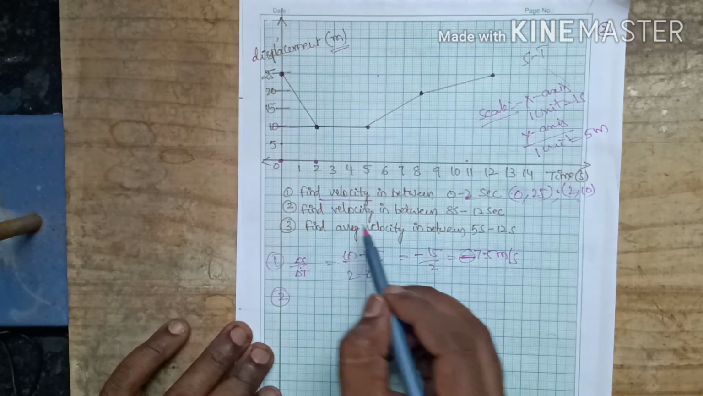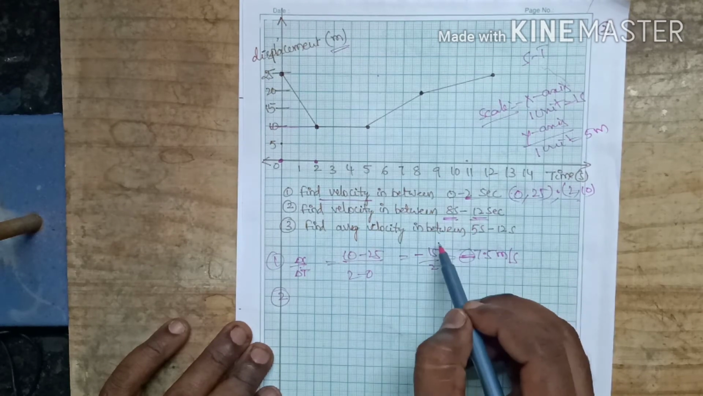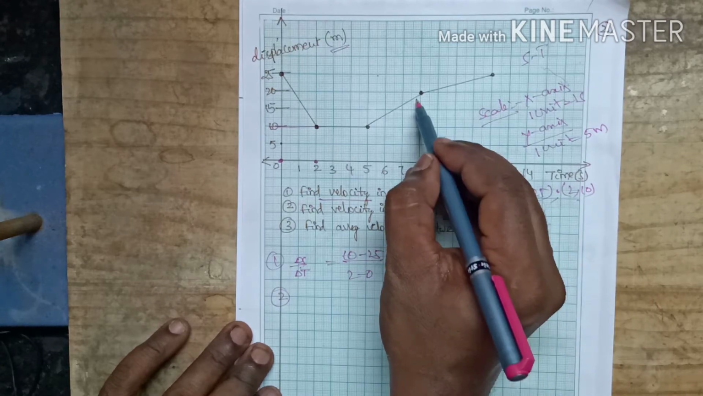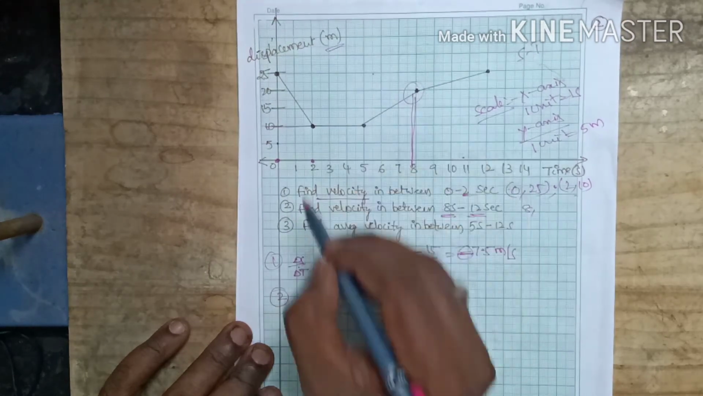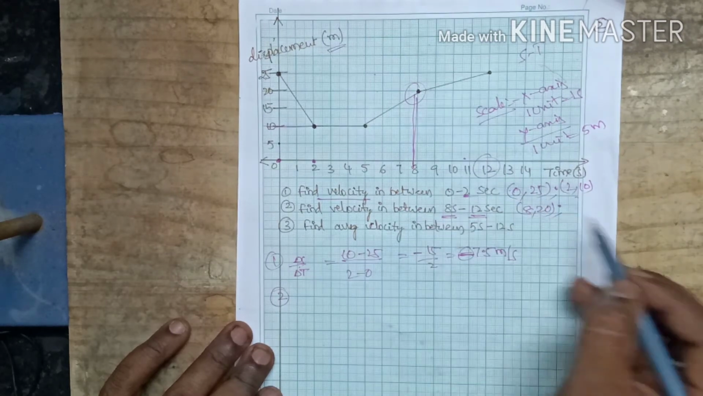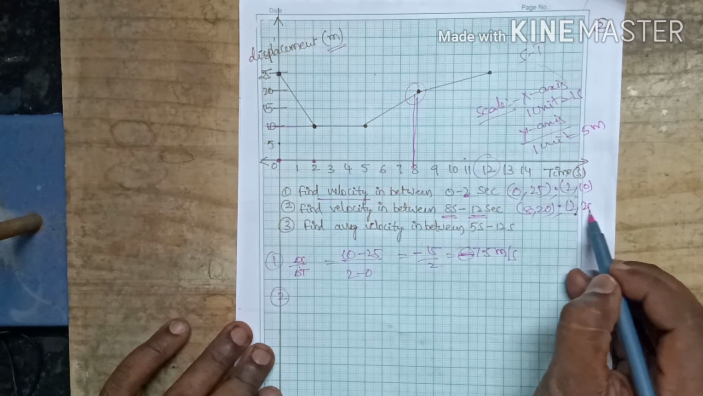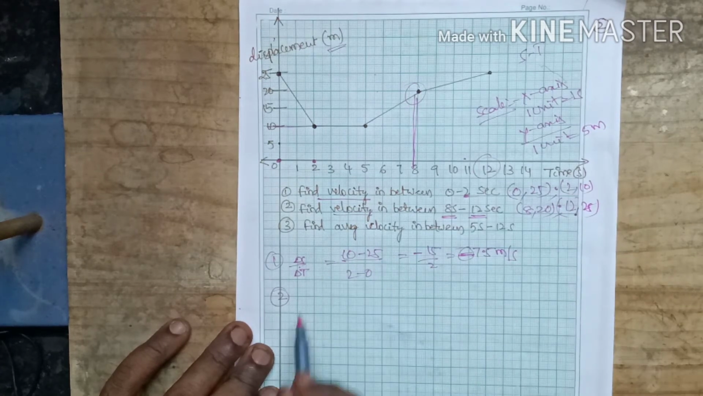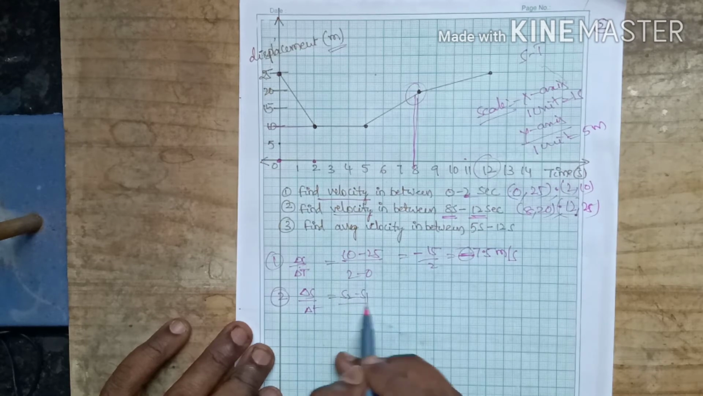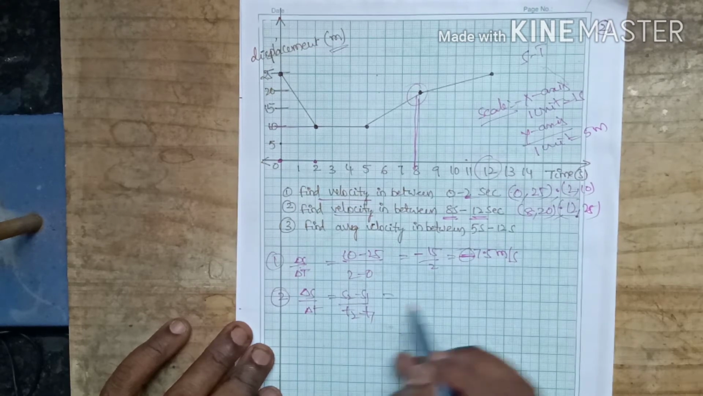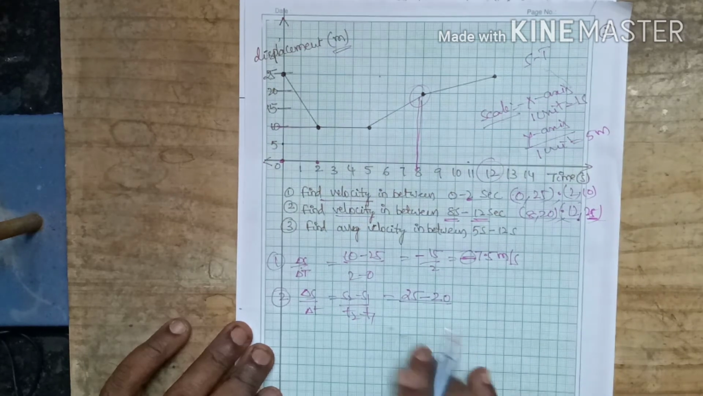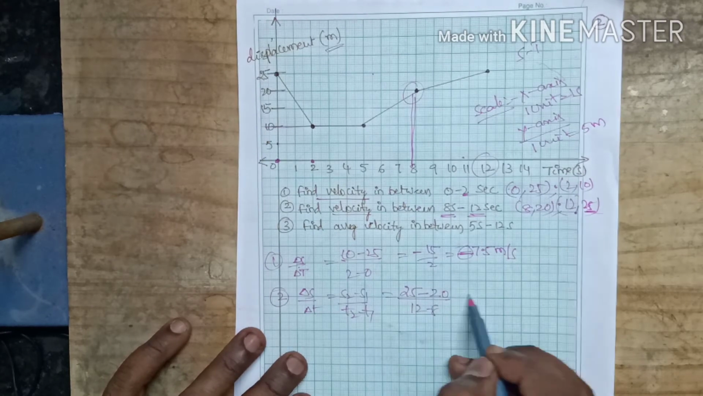Find the average velocity between the 8th second and the 12th second. At the 8th second, the time is 8 and its displacement is 20. So 8 comma 20. At the 12th second, the point is 12 comma 25. They are asking velocity. The formula is delta s by delta t, S2 minus S1 by T2 minus T1. What is the value of S2? 25. S1 is 20, divided by 12 minus 8.